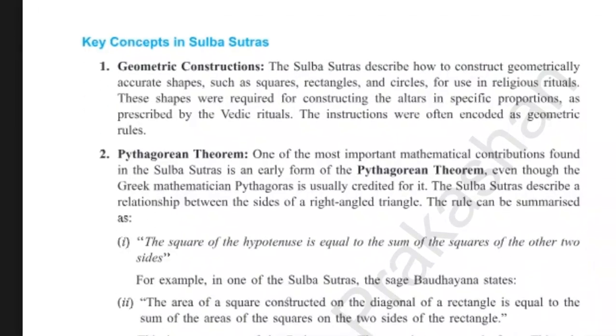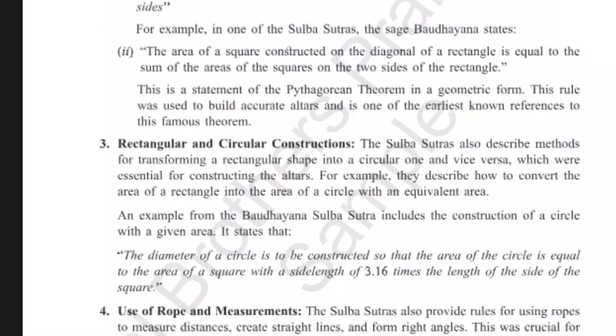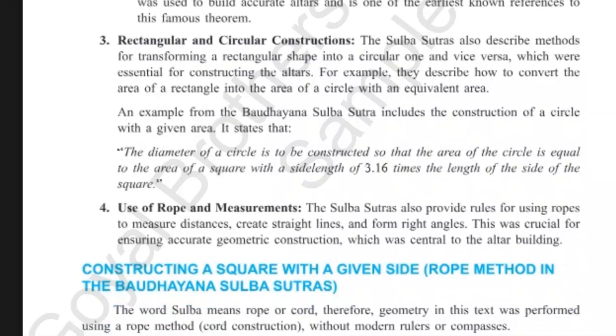They used it for geometric construction. Then they used Pythagoras theorem: square of the hypotenuse is equal to the sum of the squares of the two other sides. The diameter of a circle is to be constructed so that the area of the circle is equal to the area of a square with a side of length 3.16 times the length of the side of a square.